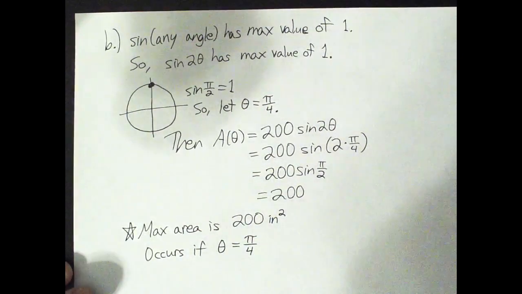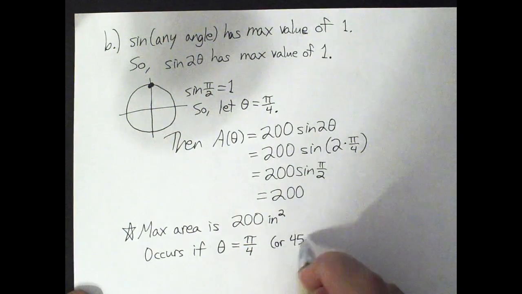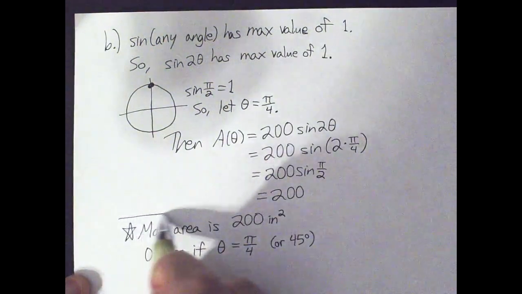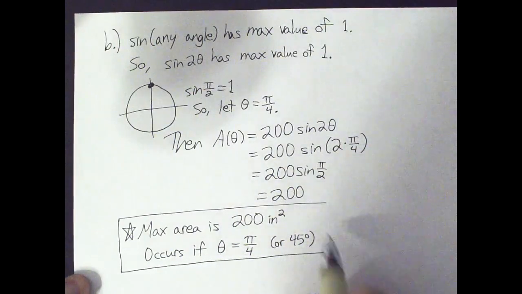Oh, you know what? I guess it didn't really tell us if it wanted the angle in radians or degrees. So I'll say both, 45 degrees. I guess if it didn't say whether we want radians or degrees, then either one would be accepted.